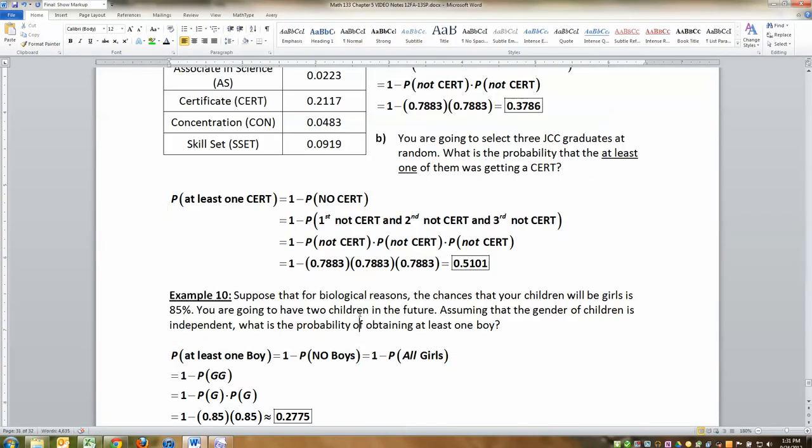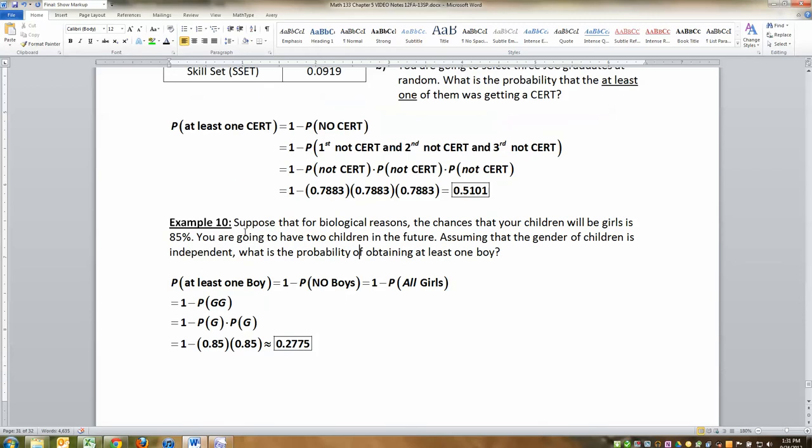Now what about this one for gender? Suppose, for whatever reason, the chance that your children will be girls is 85%. You're going to have 2 children. What's the probability that at least one is a boy? If you see those words, at least one boy, what you want is the probability of no boys, which means all girls. If you have no boys, you're getting all girls.